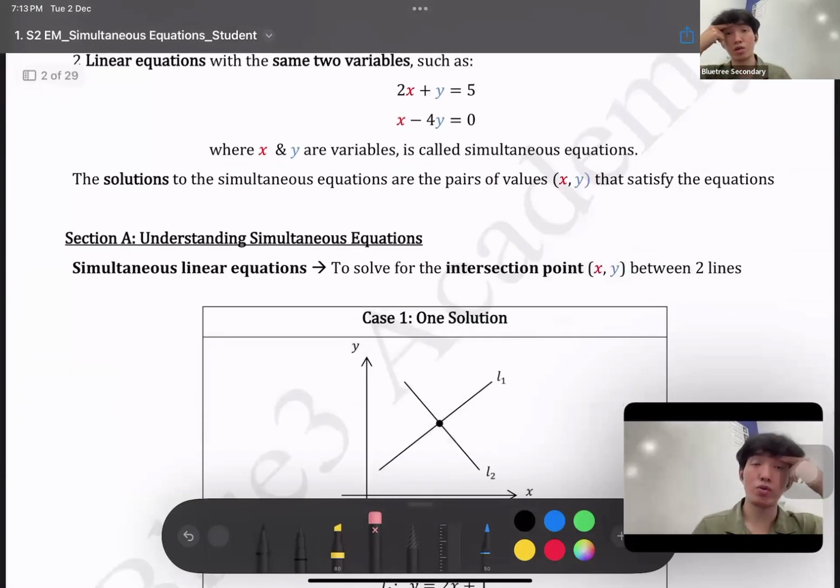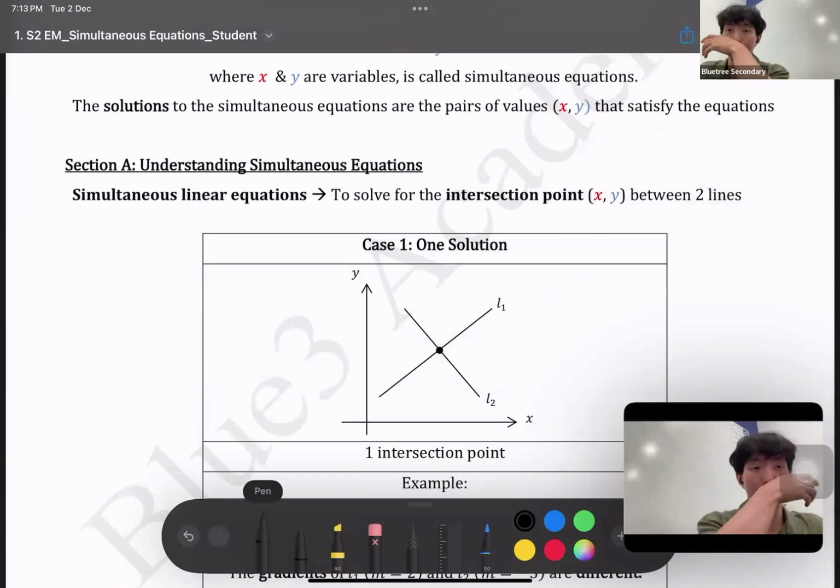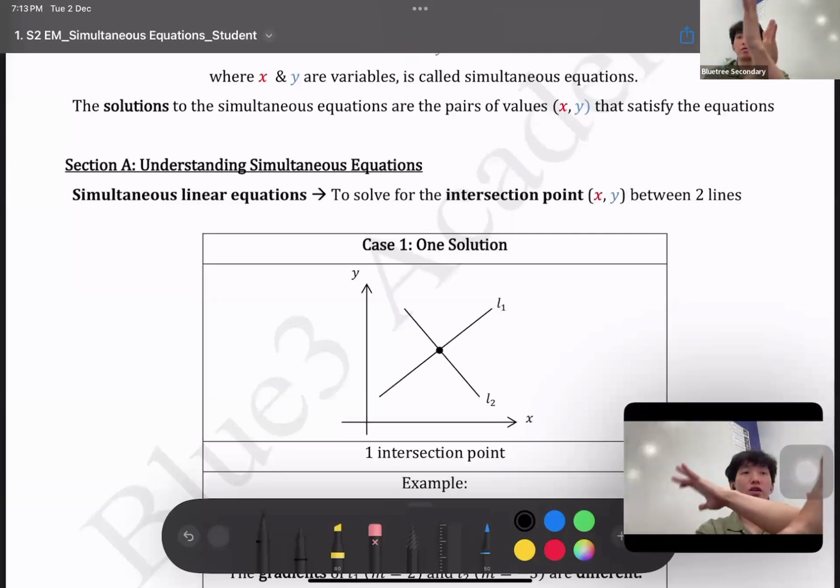So let's run through a bit about understanding simultaneous equations. If you understand graphs, which you will have learned in Sec 1, where you learned y equals mx plus c and stuff like that, different graphs have different shapes. What happens when you solve simultaneous equations is that two graphs of maybe different orientation will intersect at some point. The intersection point is what you get when you solve a simultaneous equation.